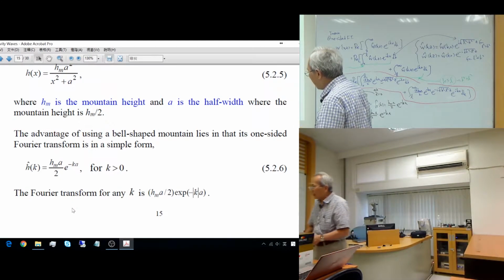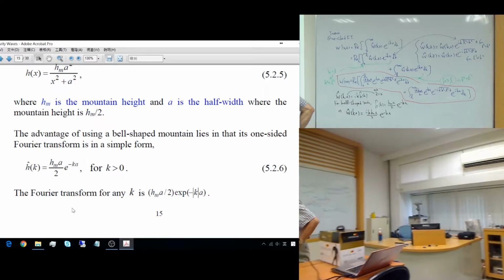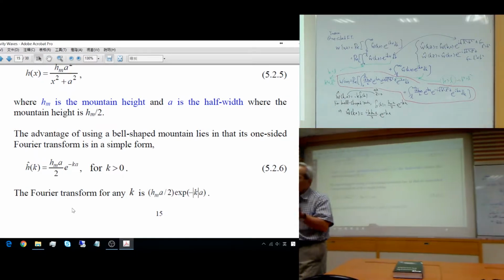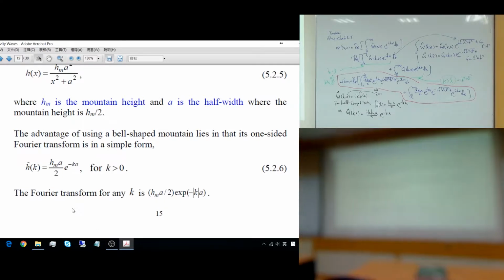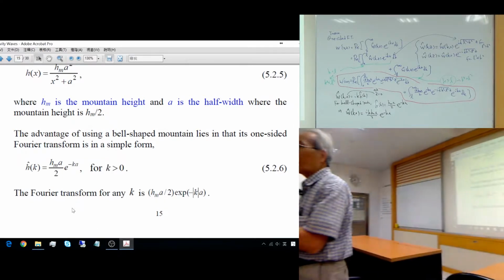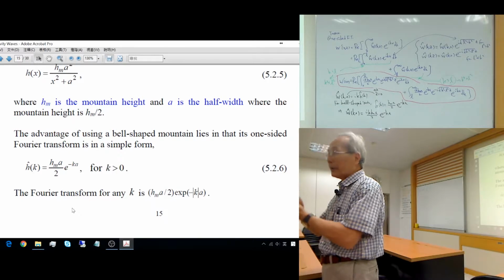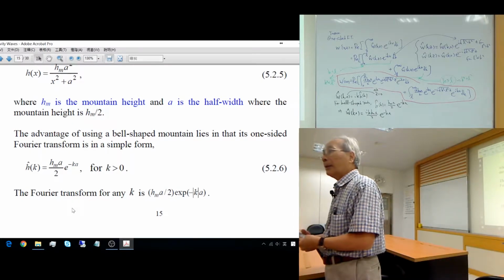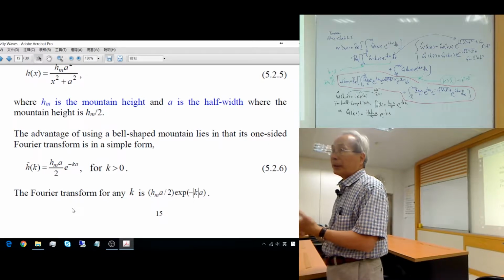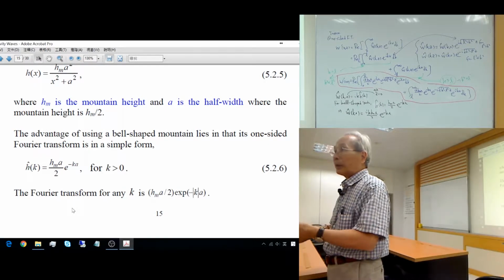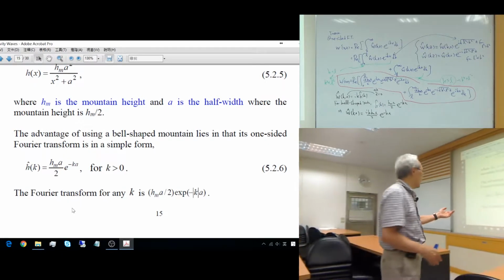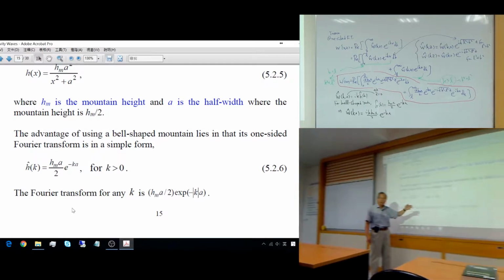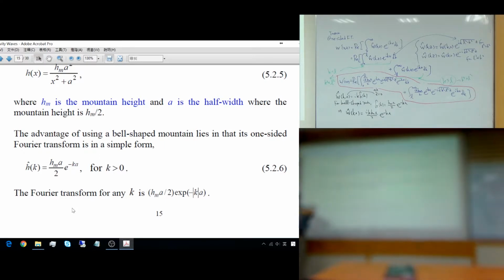And by the way, some of you may question why you need to use a one-sided Fourier transform. Why don't you just use the regular Fourier transform? You can do that. It's just for convenience, because we are dealing with a symmetrical mountain, and it's pretty easy with the one-sided Fourier transform. But you can still use the regular one.